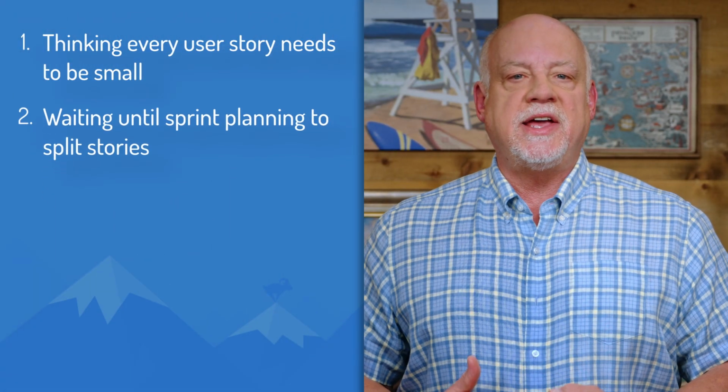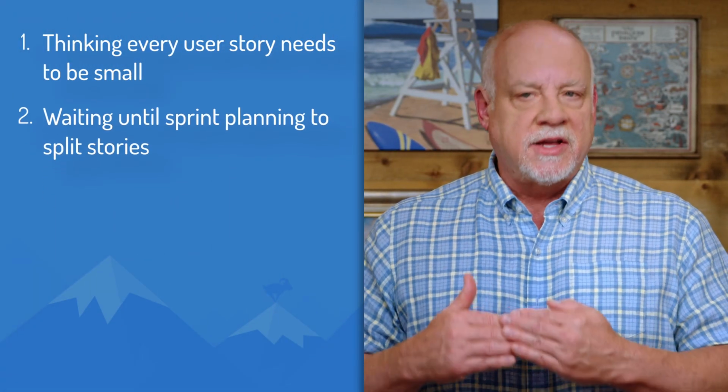Second in our list of mistakes is waiting until sprint planning to split user stories. Sure, some stories will absolutely need to be split during sprint planning. The common case, however, should be for stories to be split prior to the iteration or sprint planning meeting. Many teams conduct backlog refinement meetings. These should ideally be held 2 or 3 days before the start of a new iteration.